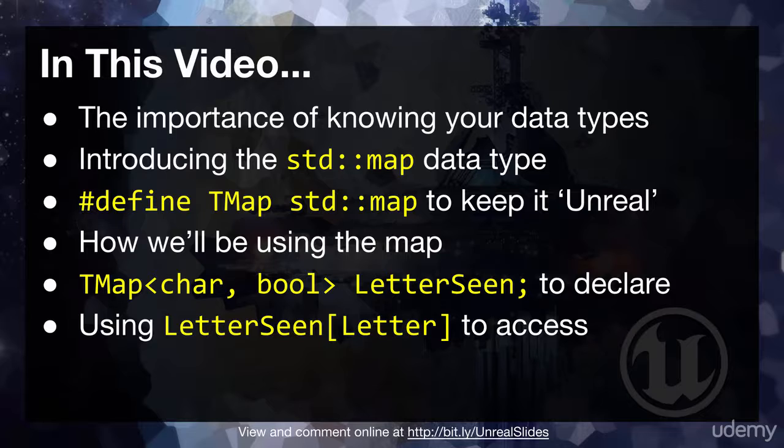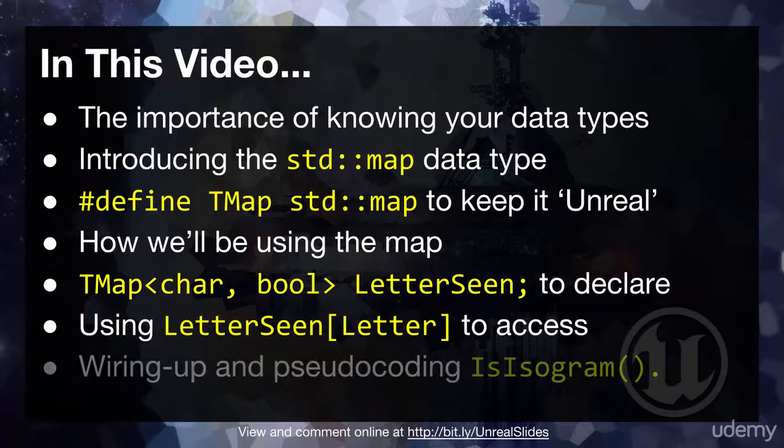Letter seen brackets the letter. We'll access the letter and return a boolean. So have I seen A? Have I seen B? So this simply allows you to say things like, I've seen letter A, I've seen letter B. Have I seen letter A before? Have I seen letter B before? And then we'll be wiring up and pseudocoding is isogram. So see you in a moment.